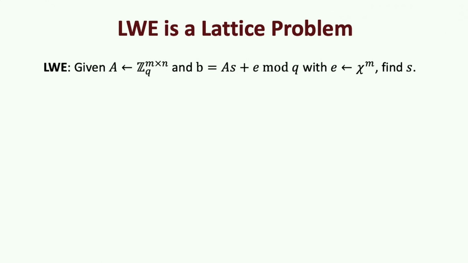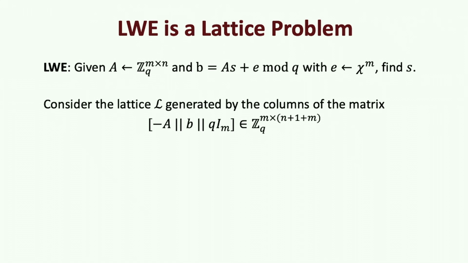So that's one step. The second step is seeing that this decoding problem can be reduced to the shortest vector problem, as I'll show you in the slides. So again, let's look at the lattice generated by the columns of A, minus A, it doesn't matter, and B, which is the target, and this q times the identity matrix, which is this modular lattice overlaid on top of it.